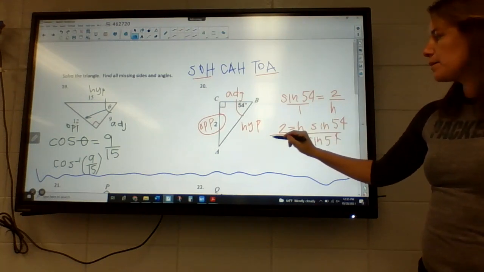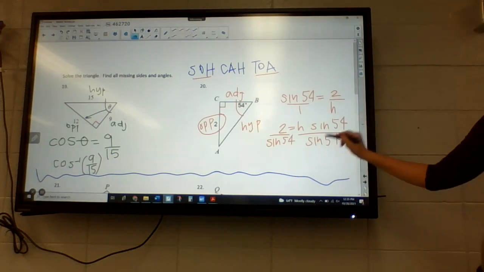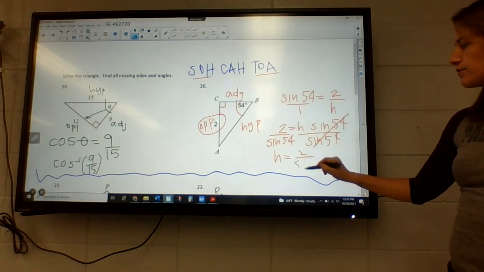Now technically this problem is easier if you actually use the other angle, which is what I would have done, and then I would have done tangent. But I'm going to do h equals 2 over the sine of 54.